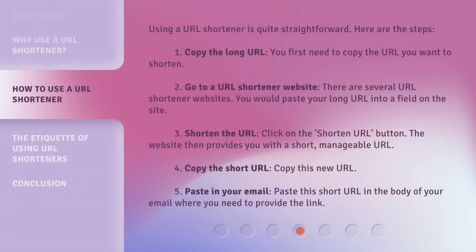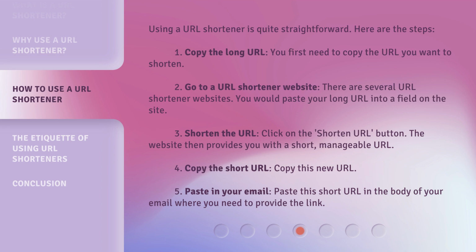Using a URL shortener is quite straightforward. Here are the steps. 1. Copy the long URL. You first need to copy the URL you want to shorten. 2. Go to a URL shortener website. There are several URL shortener websites. You would paste your long URL into a field on the site. 3. Shorten the URL. Click on the Shorten URL button. The website then provides you with a short, manageable URL.